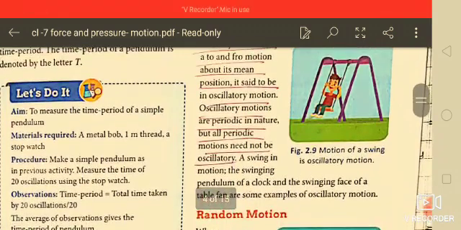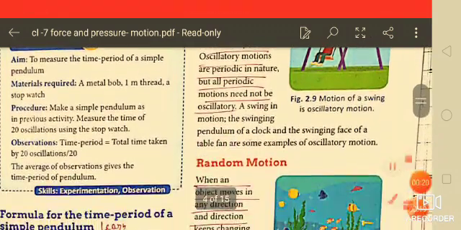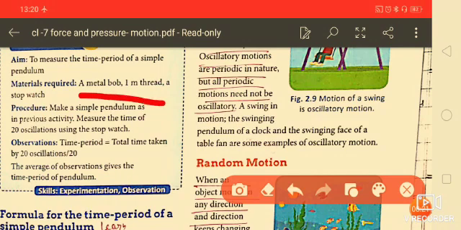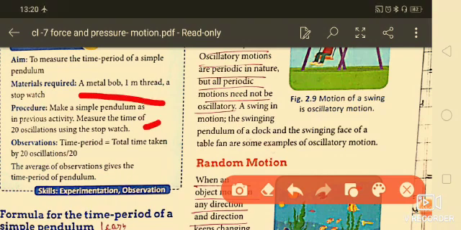Here the aim is to measure the time period of a simple pendulum. Materials are given here and you will follow the procedure. You will observe the total time taken by 20 oscillations, and take the average of the observations to get the time period of the pendulum.